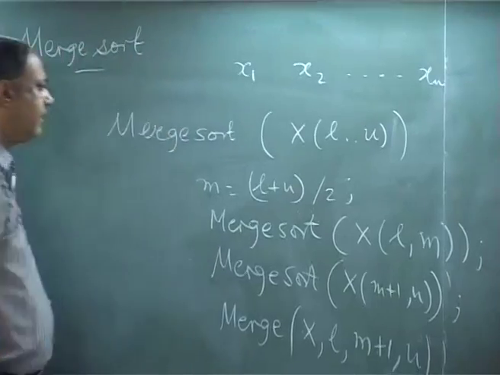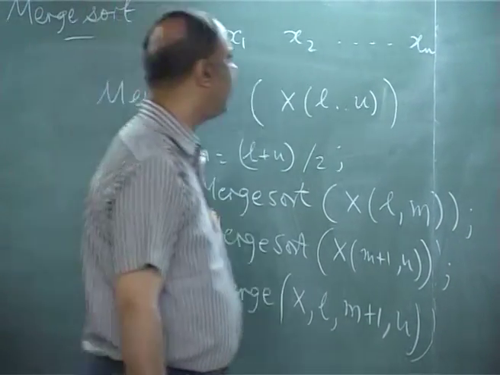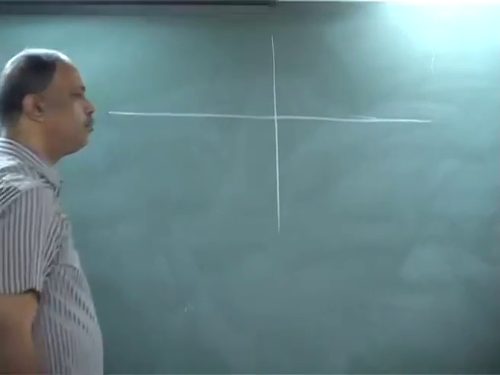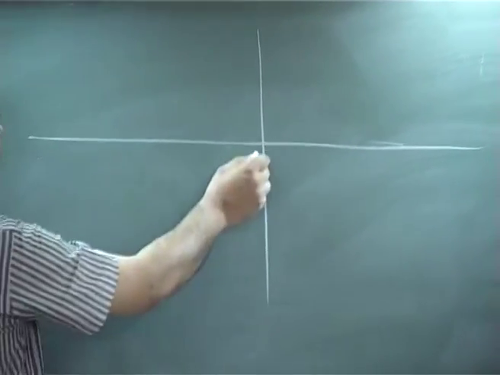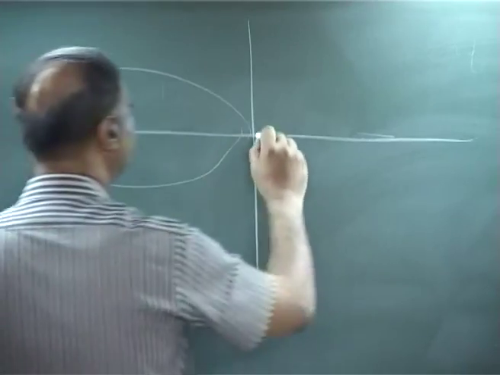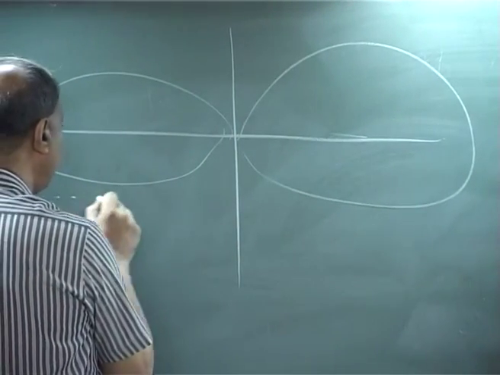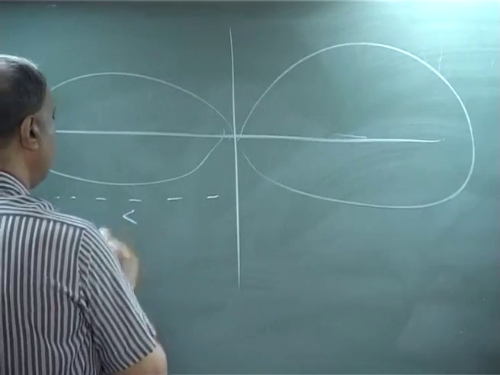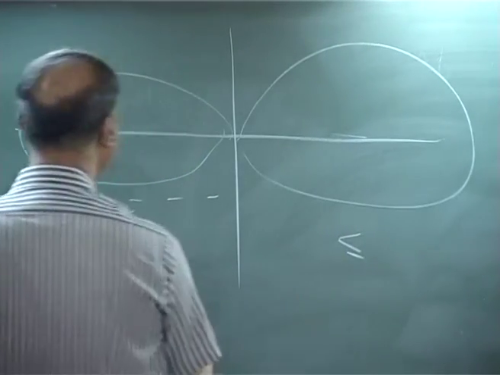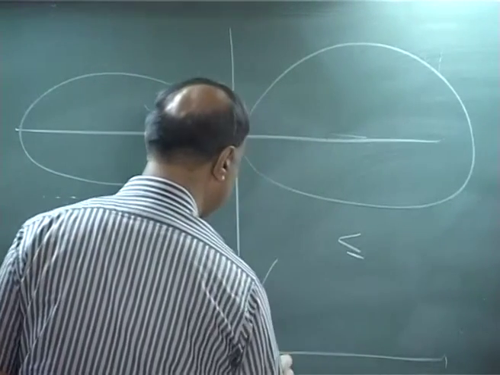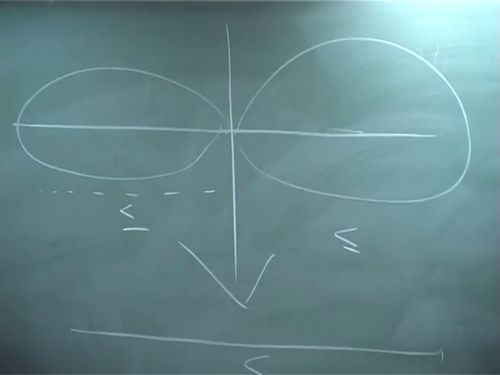What it means is that you have n elements, and you are dividing them into two parts. You are recursively doing the merge sort of this, and recursively doing the merge sort of this, and then this is in increasing order, this is also in increasing order. You then combine these two results to get a result in increasing order.